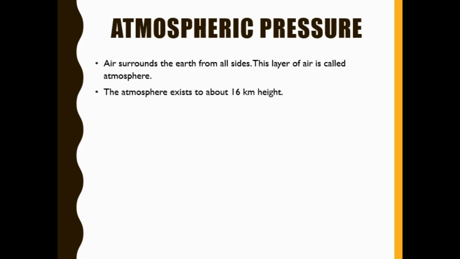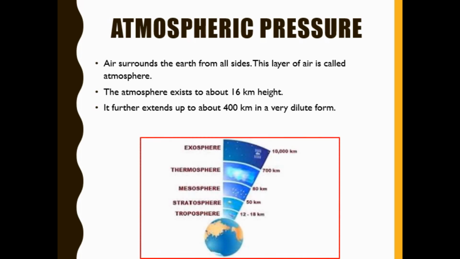The atmosphere exists to about 16 kilometer height, and it further extends up to about 400 kilometer in a very lighter form, that is called very dilute form. So you can see the earth and how far the atmosphere goes above the earth. The pressure created due to this air is called atmospheric pressure.